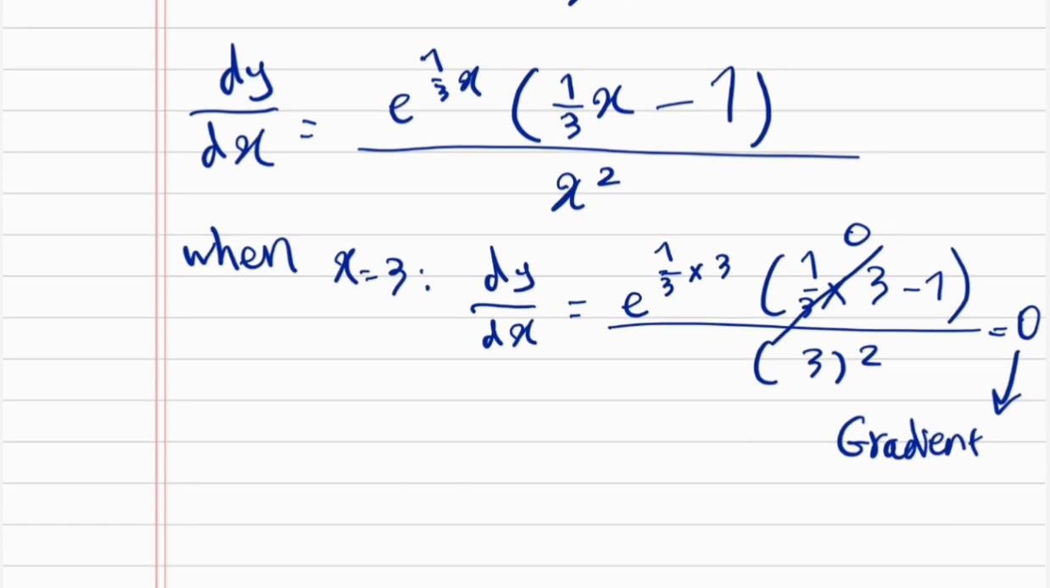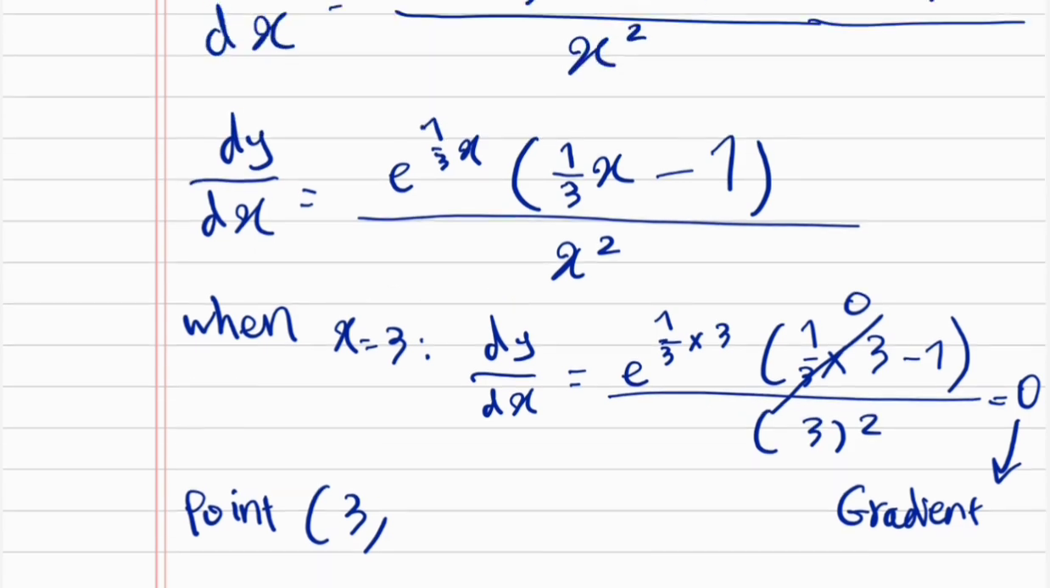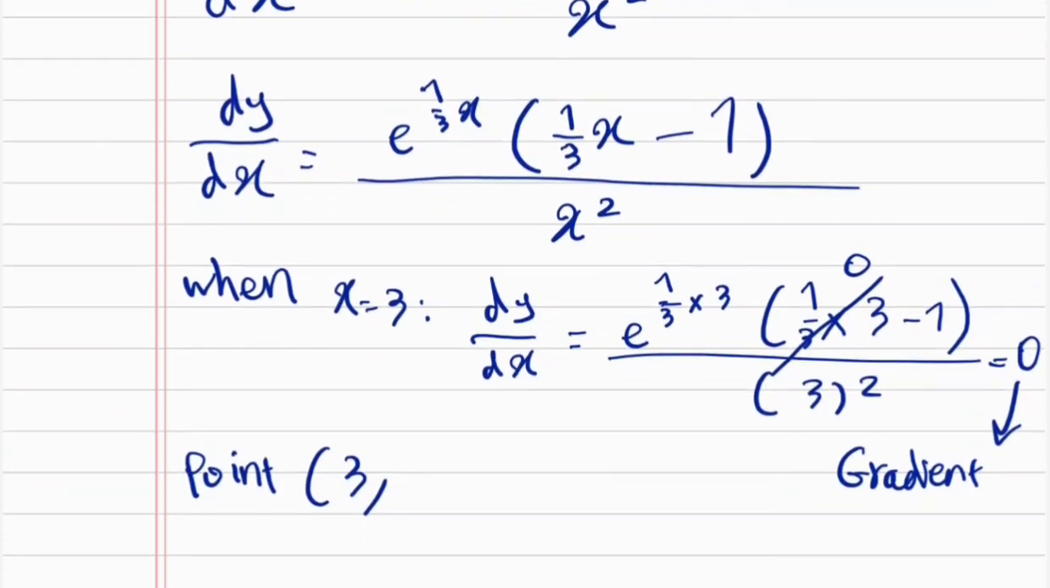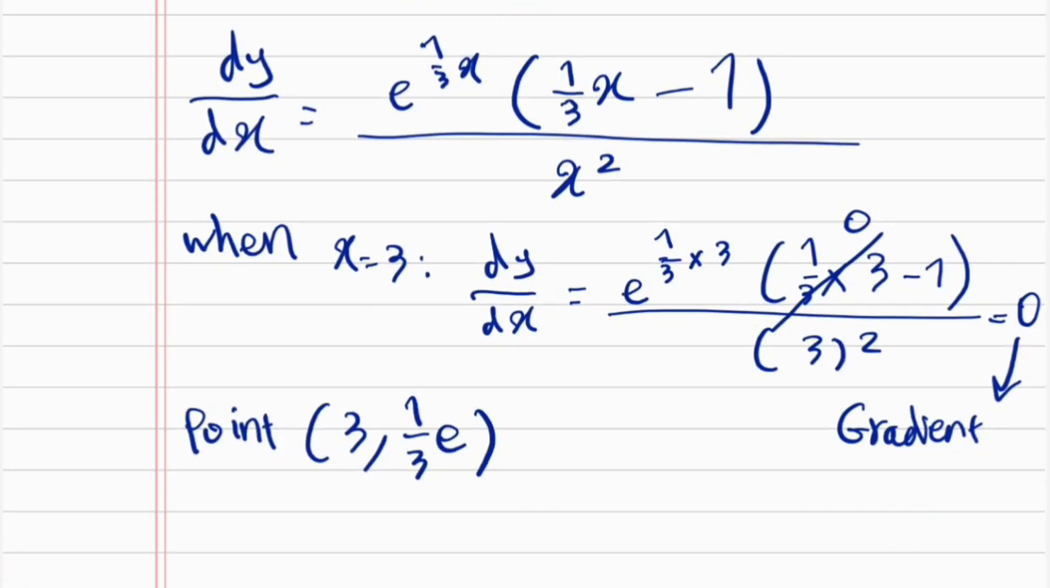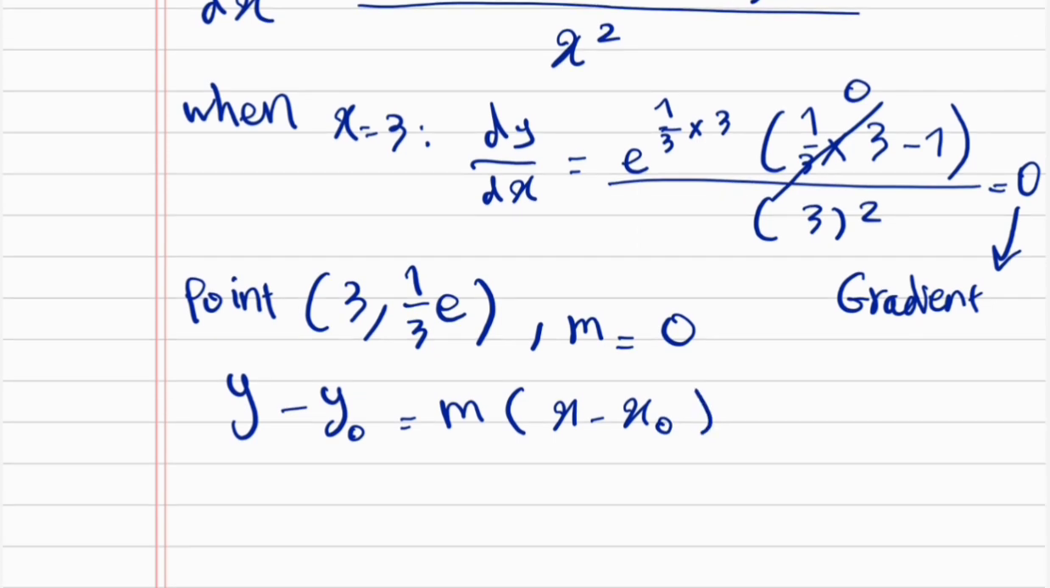And for the final step, we need to find the equation of the tangent, because now we have the gradient and we know that the point is given to us. It's 3, 1/3 e, just to double check. So this is the point, the gradient is 0. So we just use the equation of a straight line, which is y minus y0 equals m times x minus x0. But x0 and y0 are just the coordinates of the point, and m is the gradient. So we only need to substitute the given information, and then we are done.